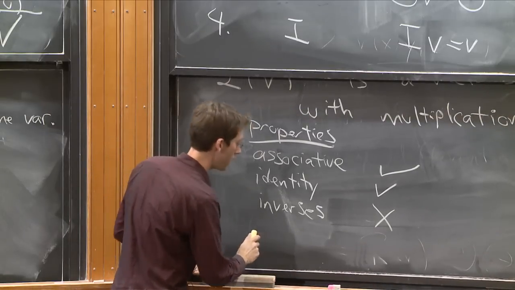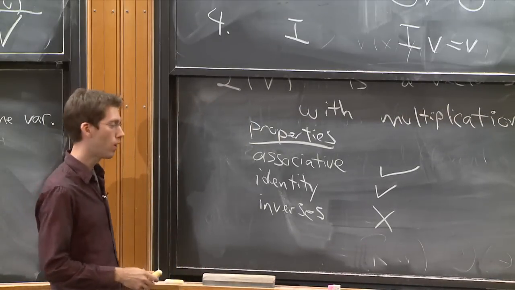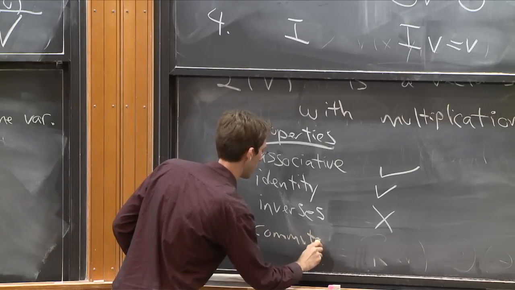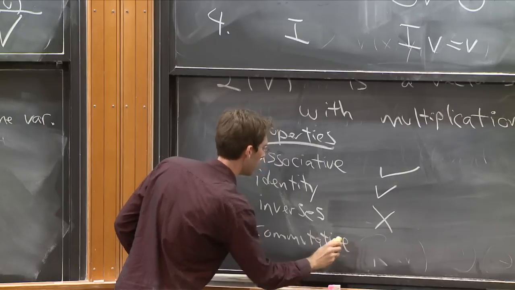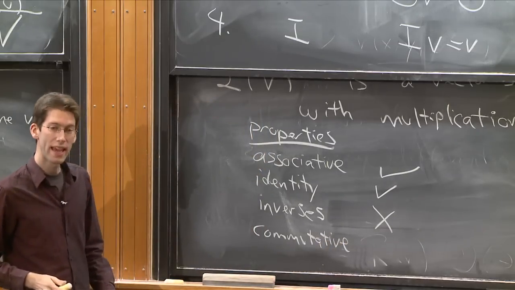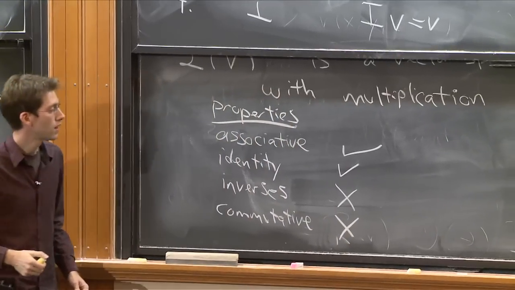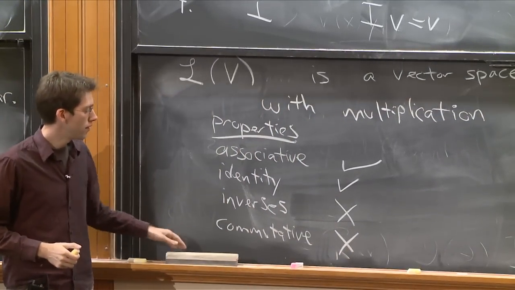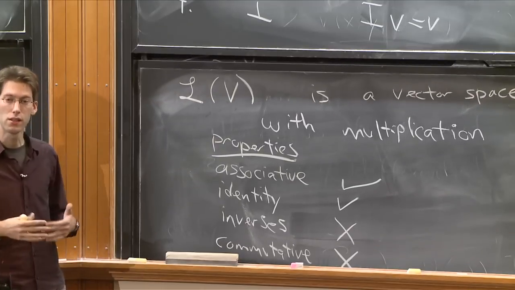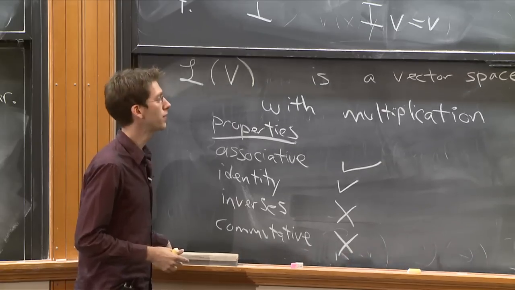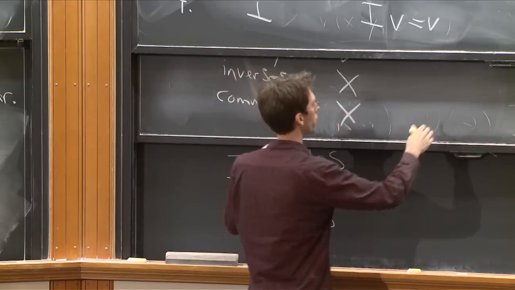And another property, a more interesting one that these lack, is that the multiplication is not commutative. So this is something that you've seen for matrices. If you multiply two matrices, the order matters. And so it's not surprising that the same is true for operators.